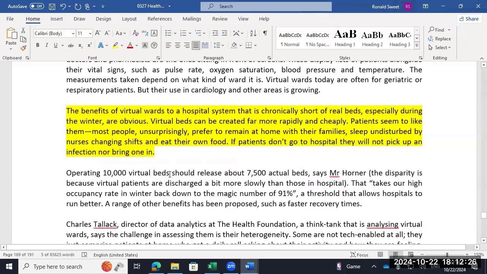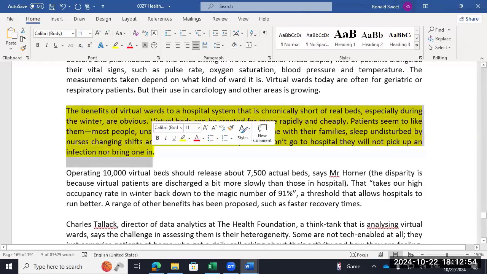Virtual wards are a help to a hospital system that is chronically short of real beds, especially during the winter. Virtual beds can be created far more rapidly and cheaply, and patients seem to like them because they prefer to stay at home, sleep undisturbed by nurses changing shifts, and eat their own food from home. If patients don't go to the hospital, they will not pick up infections. It's also safer for them. So that can definitely go under technology as well.